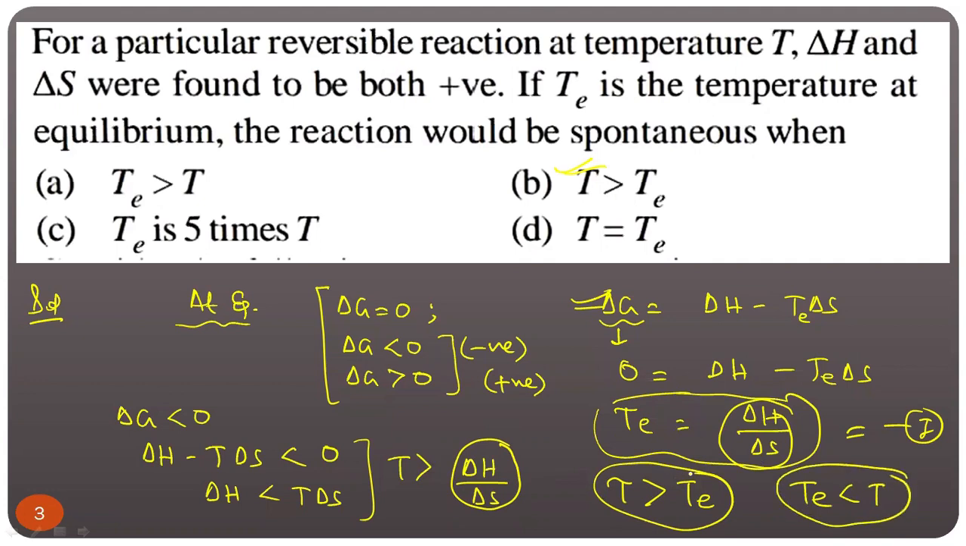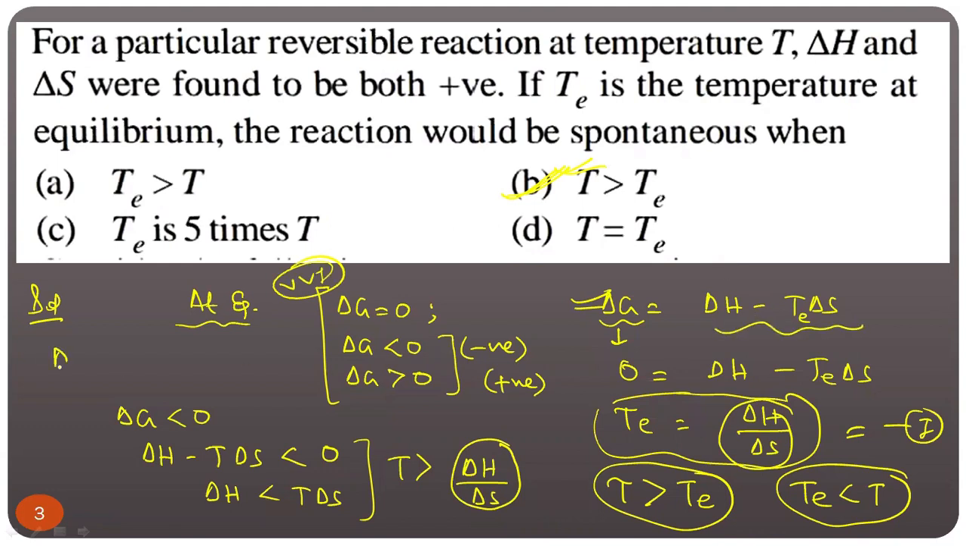So what should be the correct option? Equilibrium temperature TE is less than the temperature T. That means to say B is the correct option. Clear my friend? You have to memorize this concept, okay, and this formula also.